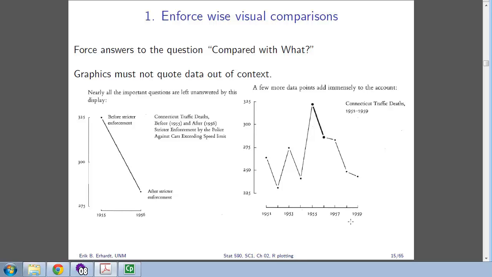So we've got more years now, and we have a broader scale. And we see that Connecticut traffic deaths were pretty low, and we had one bad year. And there may be some explanatory cause, like lots of snow that year in the Northeast. And then it came down. In fact, these 2 or 3 numbers are still fairly high relative to what it was in the previous years. So, did stricter enforcement have that effect? It's not clear now.